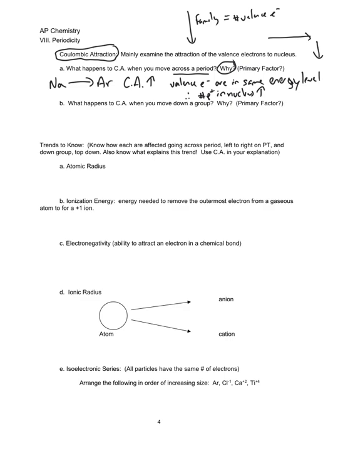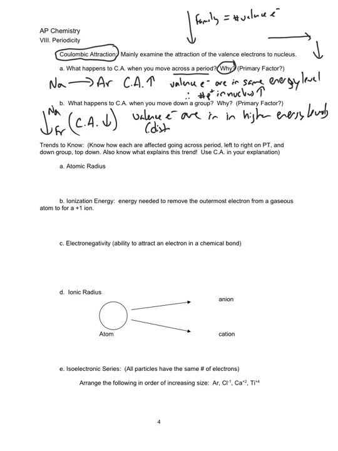So what happens when we go down a family? When we go down a family, so for example, like sodium down to francium, Coulombic attraction decreases. And this is because the valence electrons are in higher energy levels, i.e., the distance between the valence electrons and the nucleus is increasing. And that causes the Coulombic attraction to weaken. The farther two oppositely charged particles are apart from each other, the weaker the attraction between them.